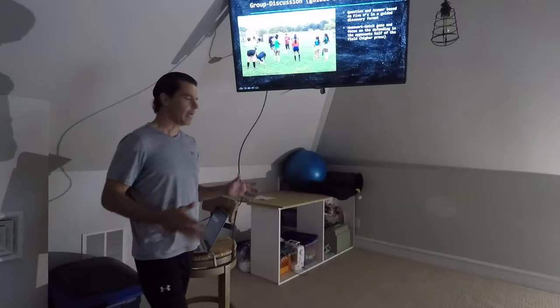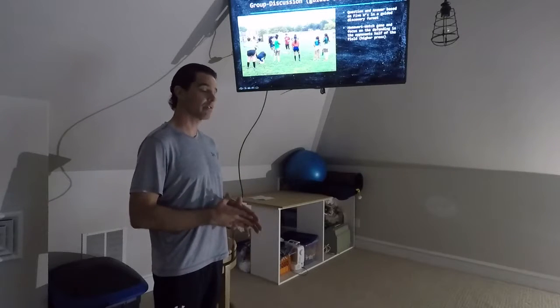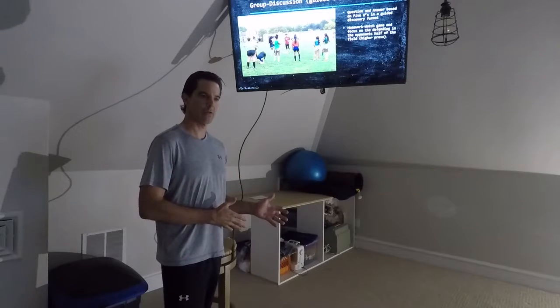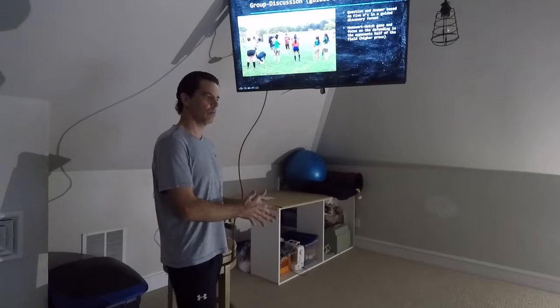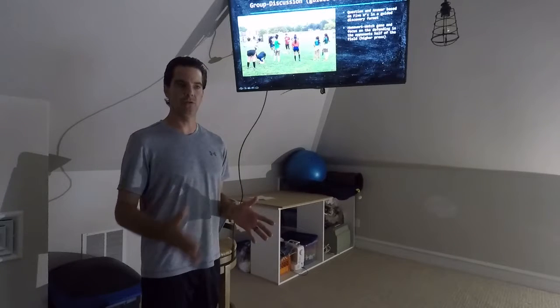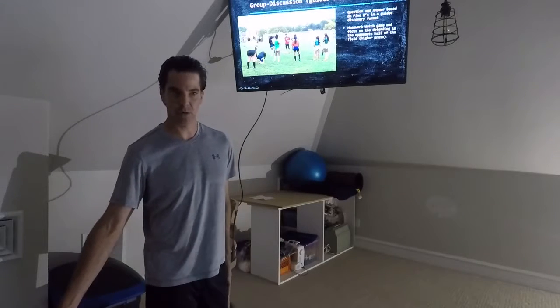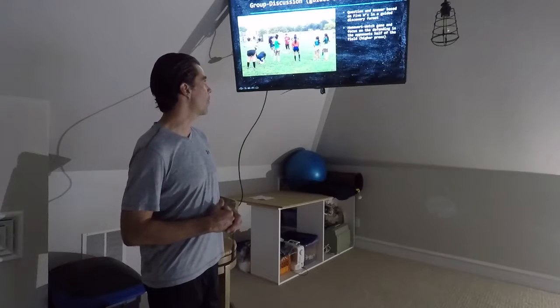And then we always end with some sort of group discussion, guided discovery. I would ask the girls, how did that go? What are the things that we learned, essentially? What type of communication did you use with your other defenders? Were you pointing to your left? Were you pointing to your right? Were you yelling at them? Those types of questions.